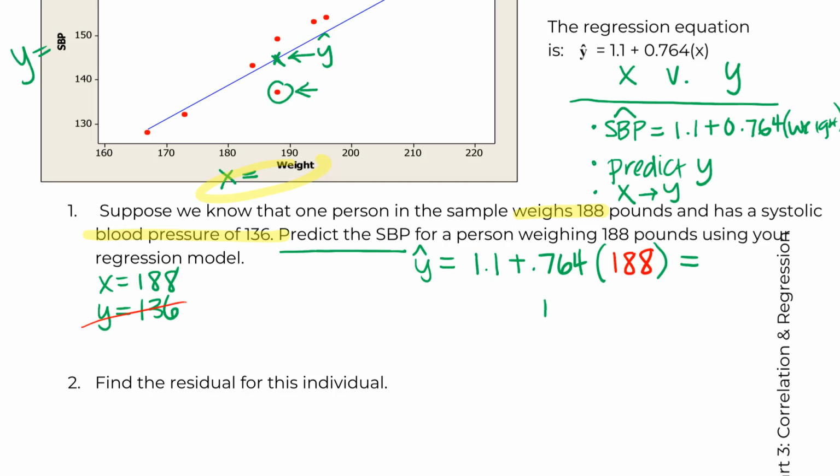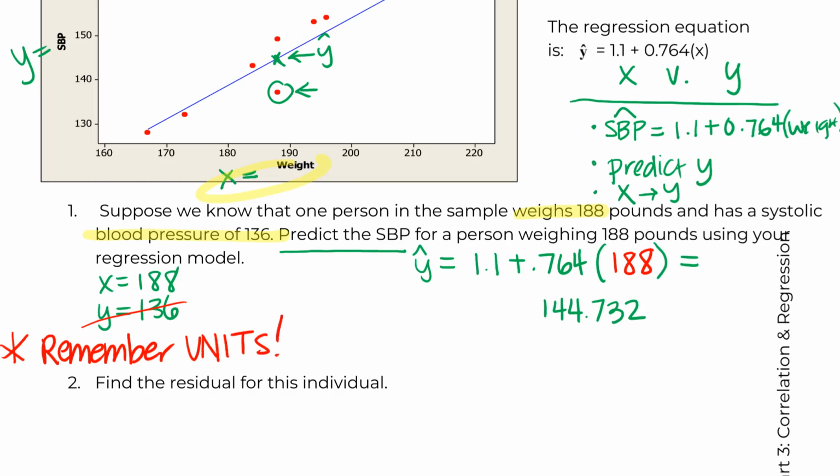All right, so this is 144.732. And one really important thing on these problems, I wanted to do this in red, especially for the worksheet we'll be doing next week. If you don't put units, I dock you, and I dock you on every problem. So you're going to lose half a point on every problem that you don't give me units on.